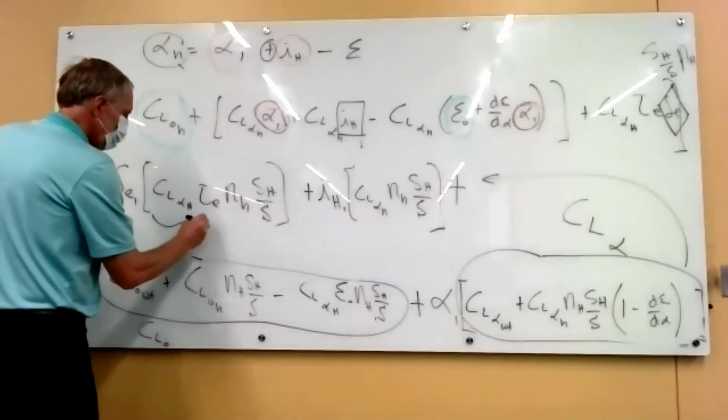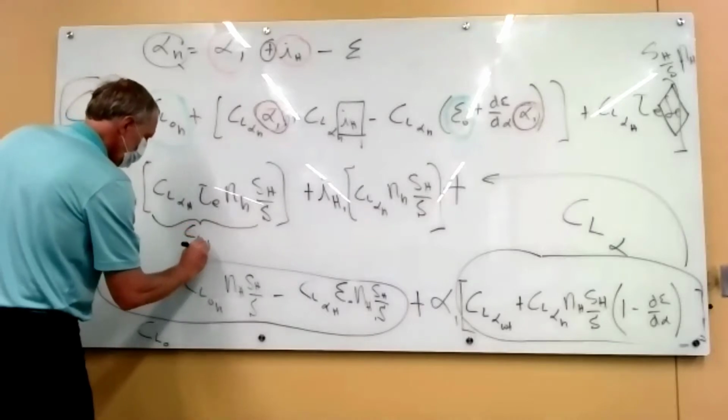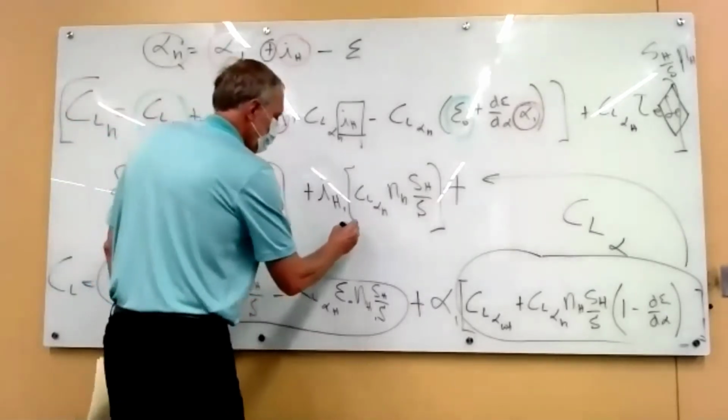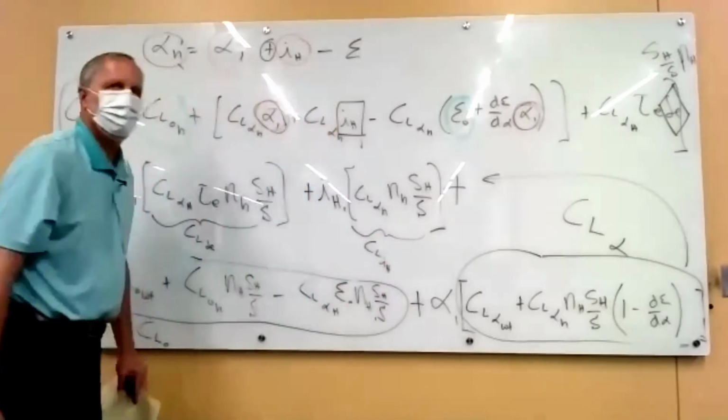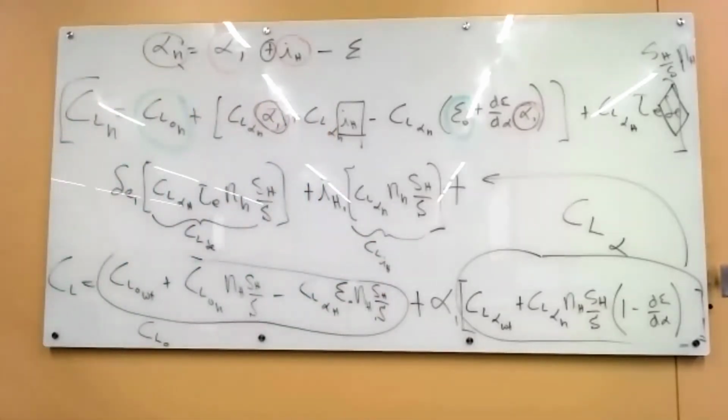And then this is what we call CL subscript delta E. This is what we call CL IH, and then those are the terms in that math model.